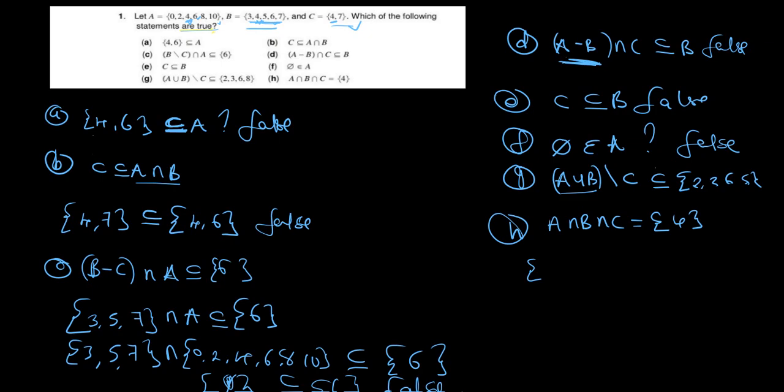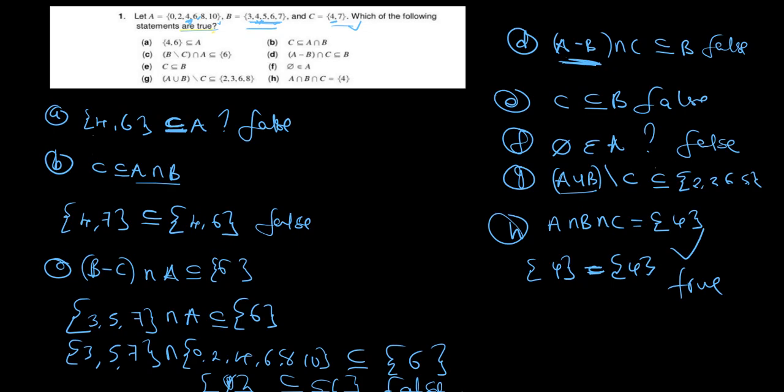7 is not found in A but can be found in B, so that disqualifies. So this will be 4 in this set. Is it equal to the member that has been given? Yes, this is correct, so this is true. So that is it for question number 1, guys. Let's go to question 2.